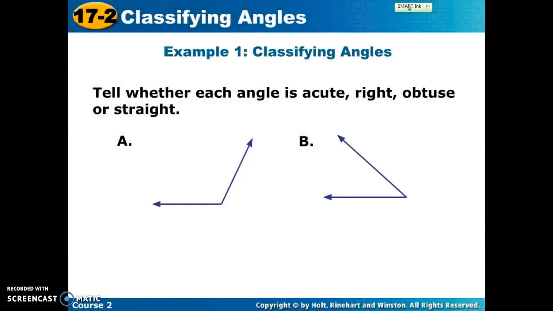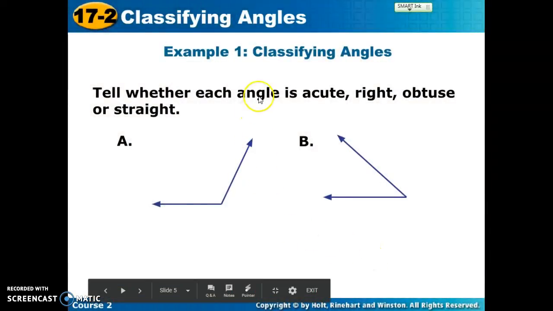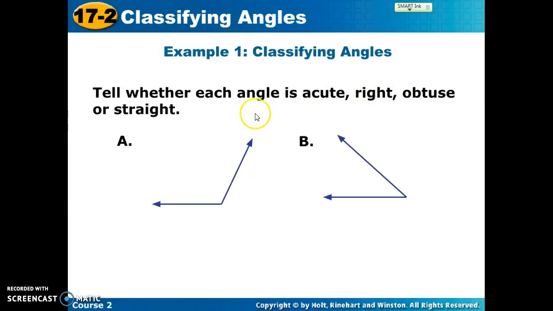So let's look at some examples. We need to tell what type of angle each is. Is it acute, right, obtuse, or straight? Looking at the picture of letter A, you can see that we have the two different rays going in different directions with the vertex where my pointer is.